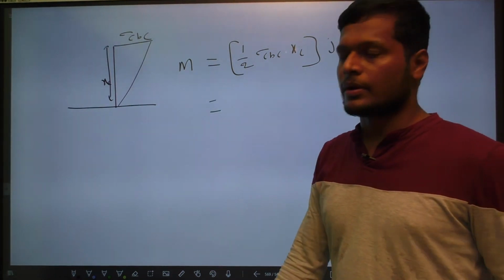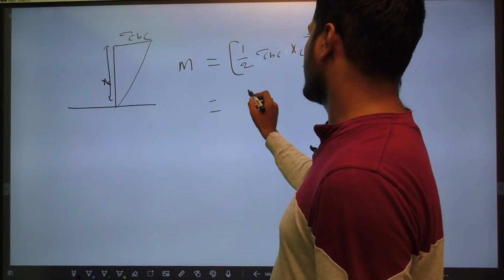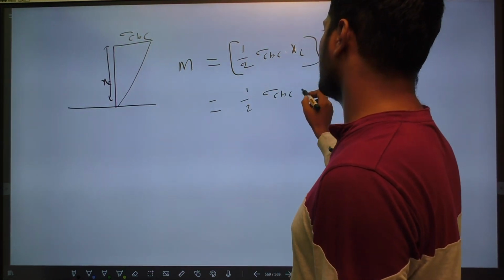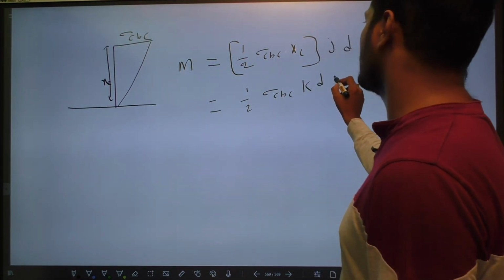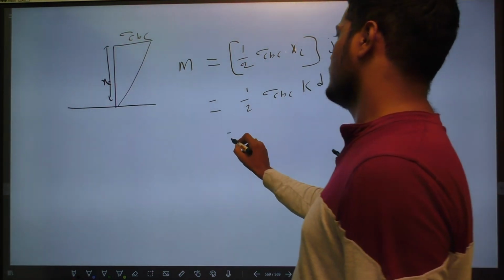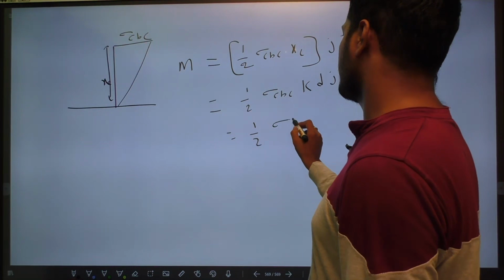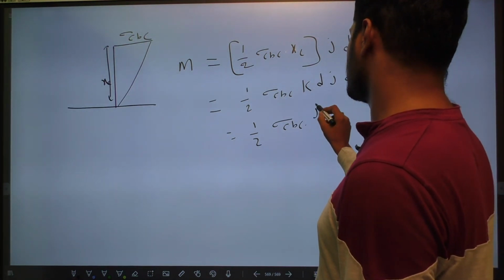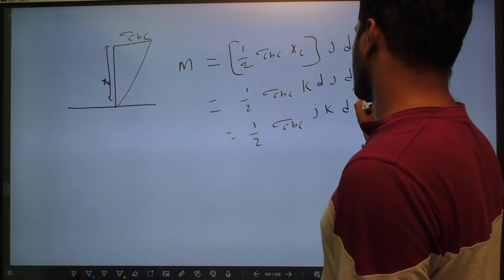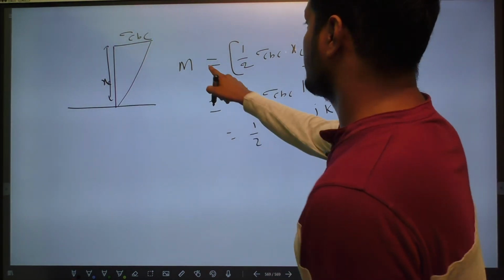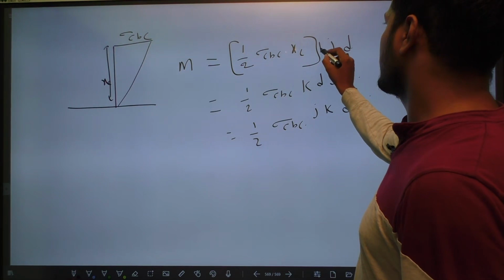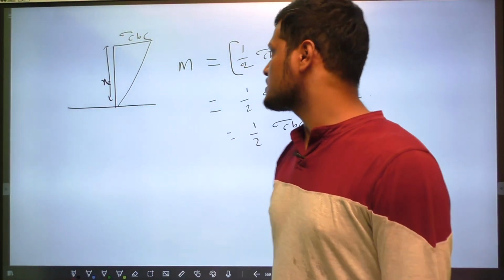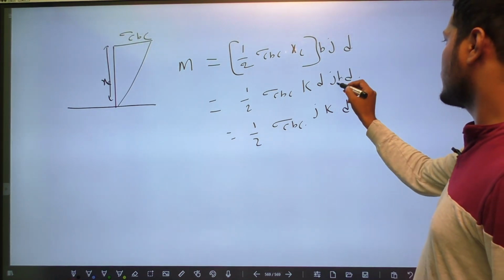That is nothing but the lever arm, right? So I can write this as half of sigma CBC. I already know XC is nothing but K into D, J into D. Now I can write this as half of sigma CBC into JKD square. Oh sorry, area of stress diagram into breadth, I forgot. Area of stress diagram into breadth. This I already discussed in limit state also. You will get B here, B here.